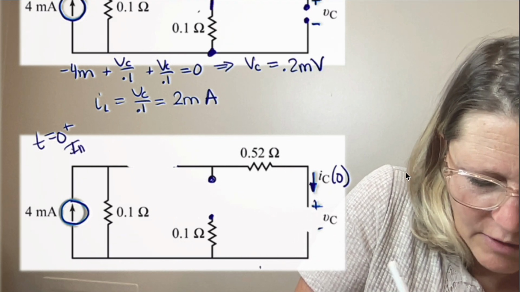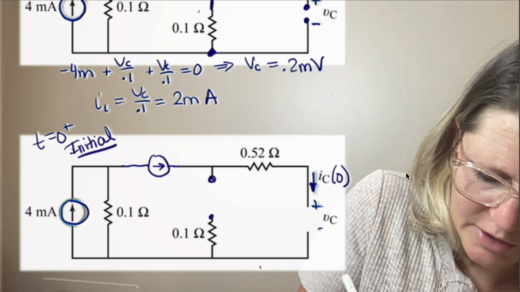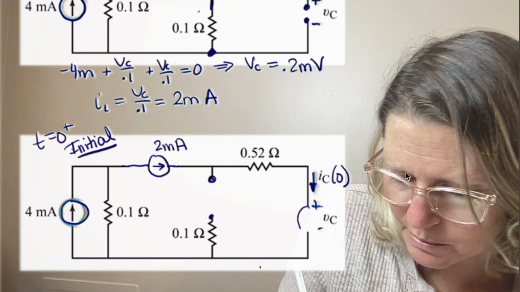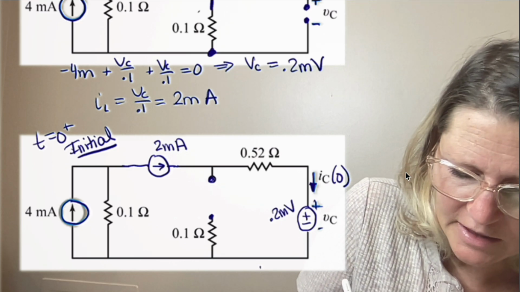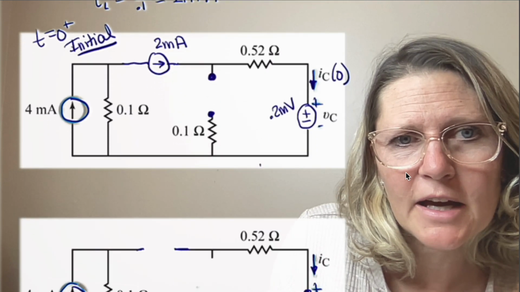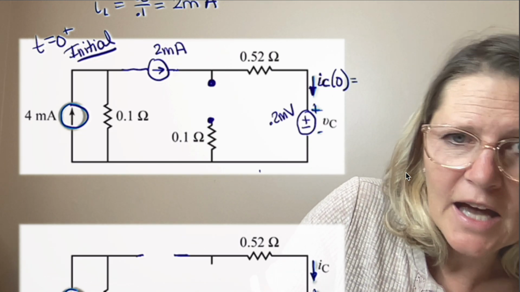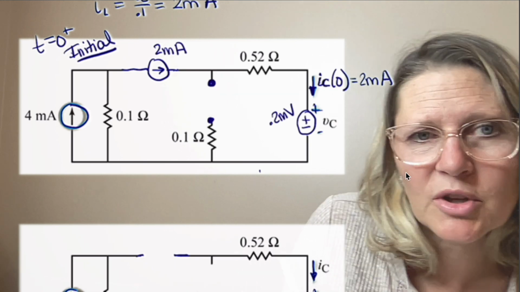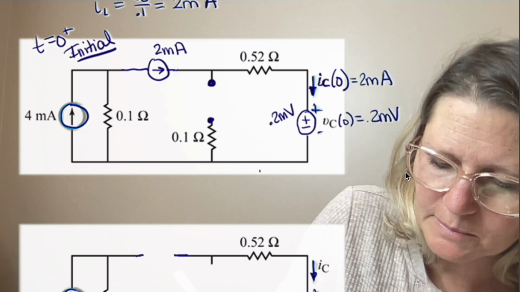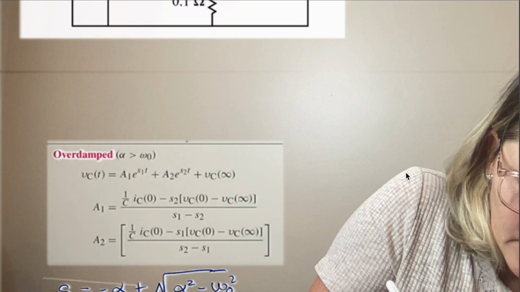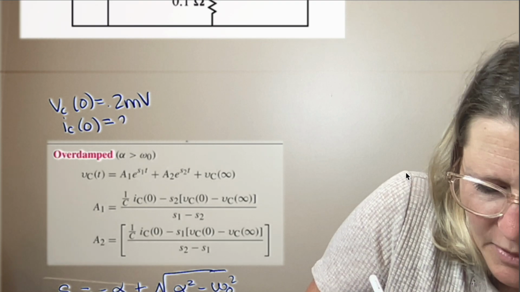And then I do the initial value, which is going to be right after the switch. And so I replace the current source with this 2 milliamps, and I replace the capacitor with the voltage source of 0.2 millivolts, and then the switch is actually open. So this will be my initial circuit, and I need to find this IC of 0 here. And so in that case, this is going to just be given by the 2 milliamps, which is what was flowing through it. And then VC of 0 will be this 0.2 millivolts. So I am going to just take note, my VC of 0 is 0.2 millivolts. My IC of 0 was 2 milliamps.